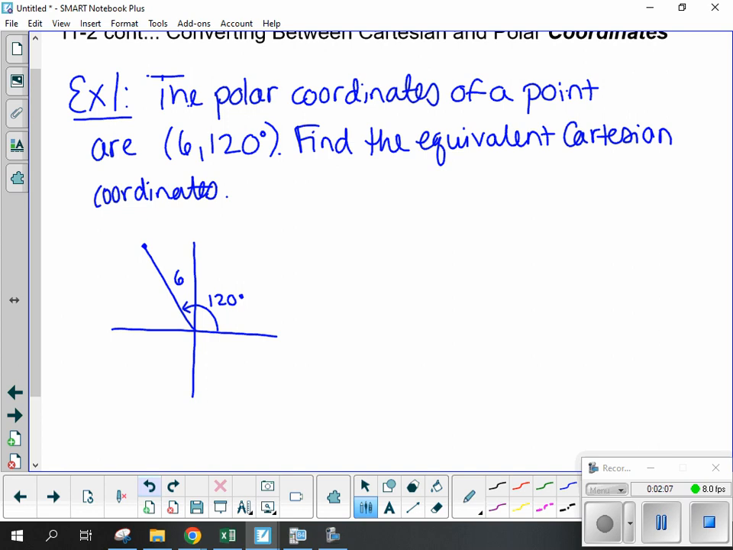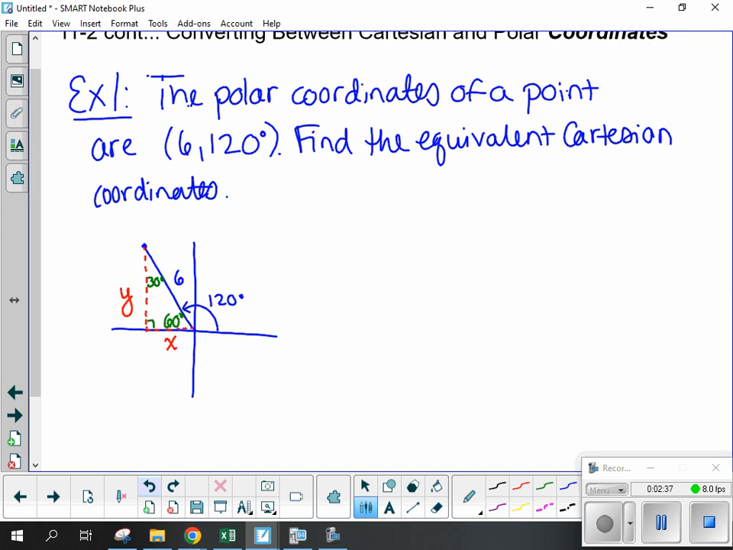What we want to find is, what's its other name? So instead of traveling r units at an angle, could I go left x units and up y units and figure out how to get to that point as well? Now this one, if you remember, 120 is a special angle because its reference angle is 60 degrees. So we're really looking at a 30, 60, 90.